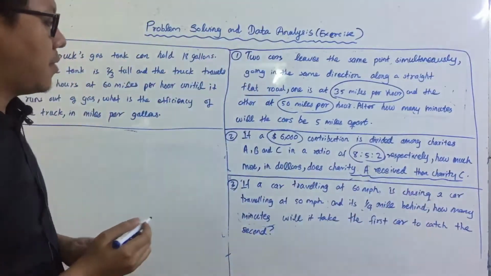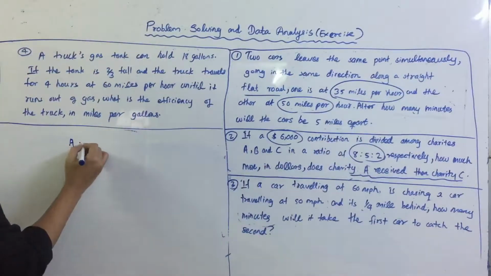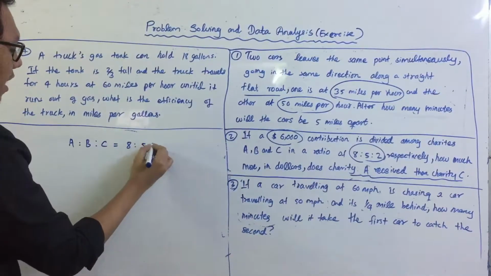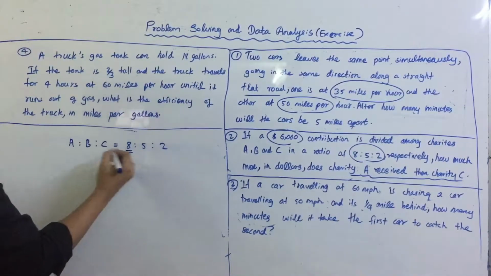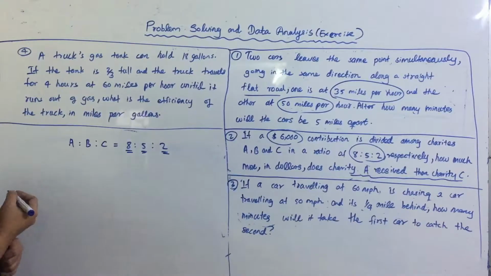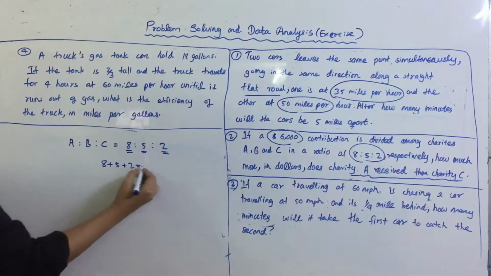Okay, so we are going to start with the ratio A, B, C. A is to B is to C is equal to 8:5:2. That means A is 8 units, B is 5 units, C is 2 units, and altogether 8 plus 5 plus 2 is equal to 15 units.